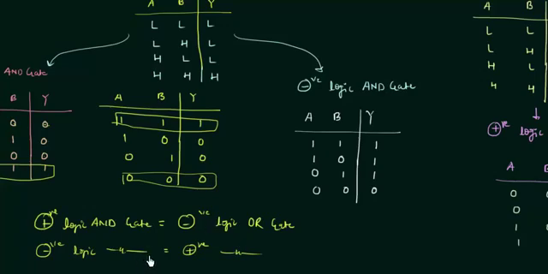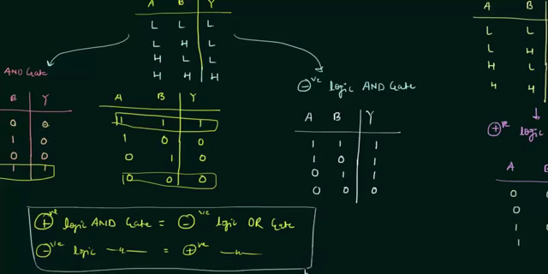So these points are very, very important. You have to keep in mind that positive logic AND gate is equal to negative logic OR gate, and negative logic AND gate is equal to positive logic OR gate. Now the question comes, what is the dual form? The dual expression is used to convert positive logic to negative logic and negative logic to positive logic.